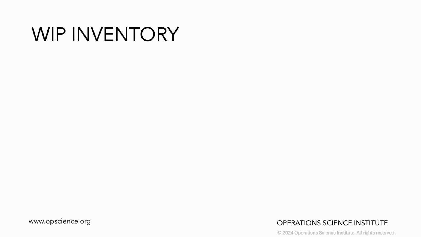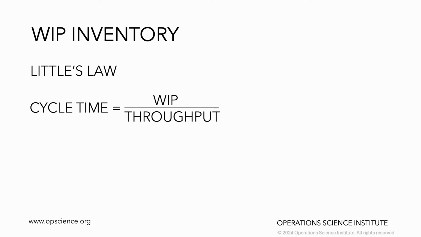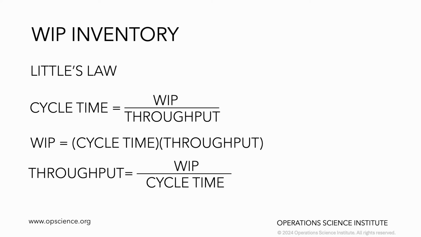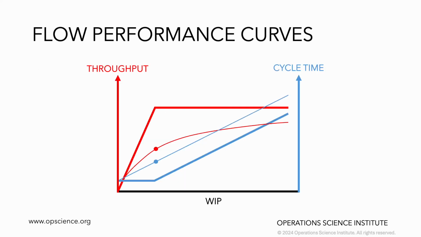A primary operations science relationship governing WIP inventory is Little's Law. Little's Law states that cycle time equals WIP divided by throughput. Cycle time is the dependent variable. You must first have capacity and then WIP to know what your cycle time is. The other 2 algebraic forms of Little's Law are also useful. However, be careful. Little's Law says nothing about variability.